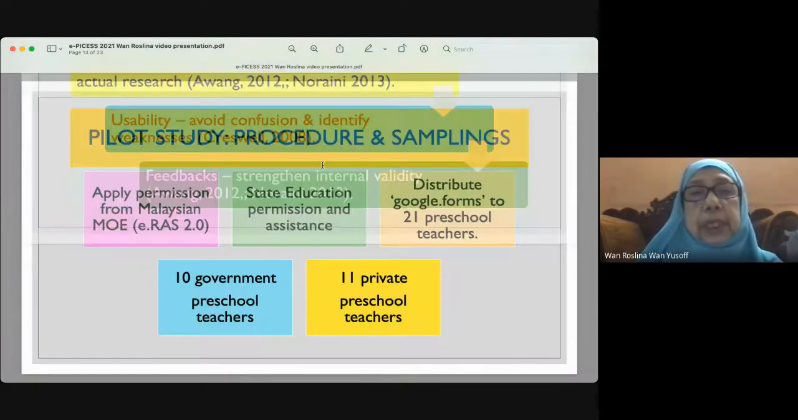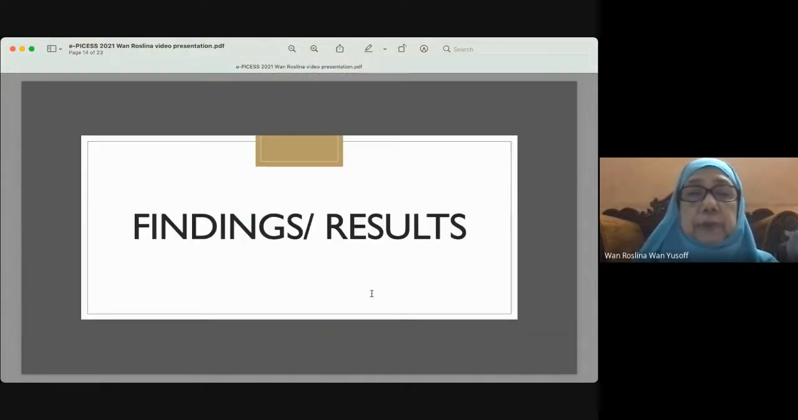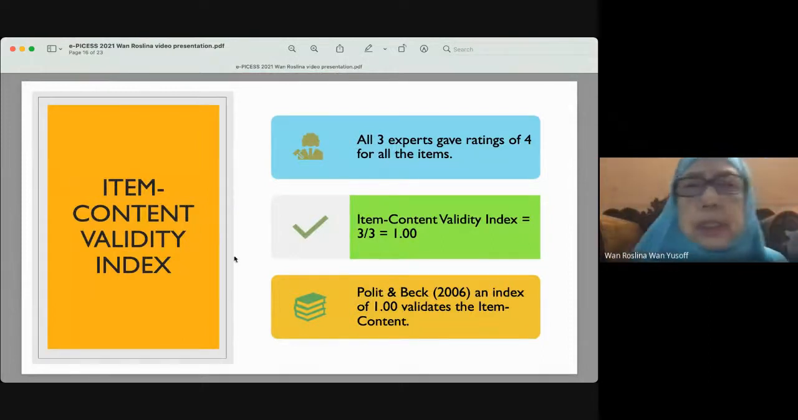The pilot study procedure and sampling: I applied for permission from the Malaysian Ministry of Education and then the State Education Department, and they assisted me to distribute the Google Forms to 21 preschool teachers, because during this COVID pandemic all schools were closed, including the preschools. So I got 10 government preschool teachers and 11 private preschool teachers. The findings and the results: for the item content validity index, all three experts gave ratings of 4 for all the items. So the item content validity index equals 1.0. Polit and Beck say that an index of 1.00 validates the item.